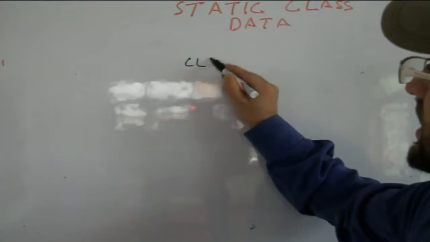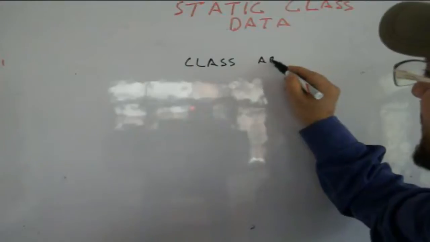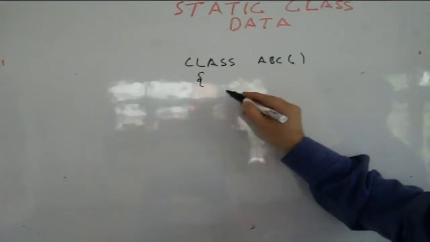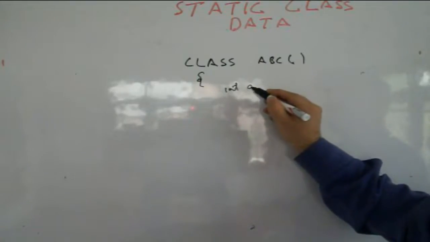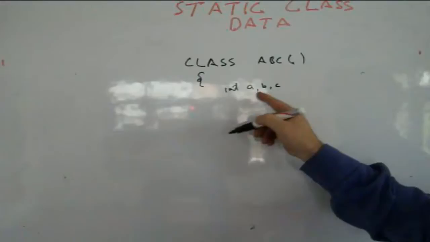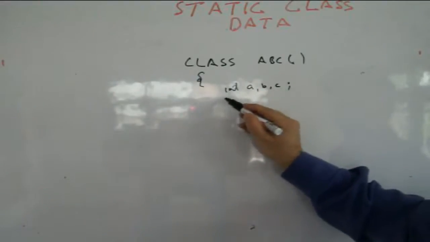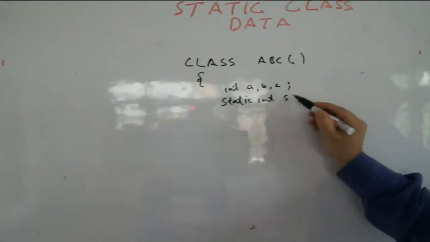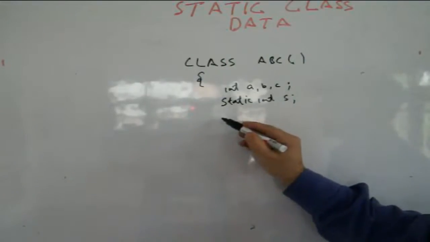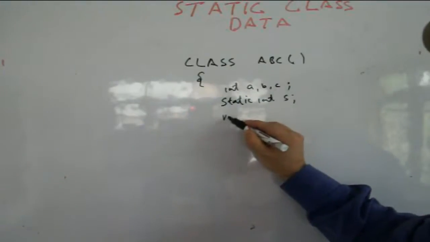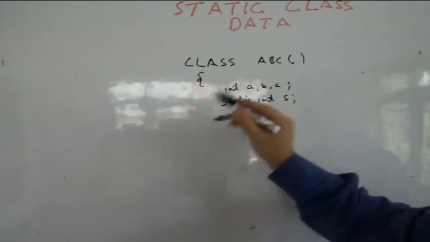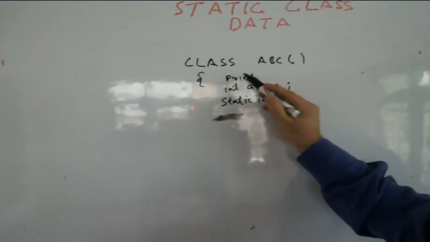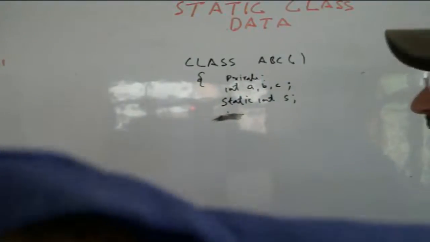If we have a class, for example, some ABC, this is my class, and I'm having, say, for example, int A, B, and C, three variables, and I got static int S and some member functions, maybe like void. This will be in a private, and now these guys will be in the public.